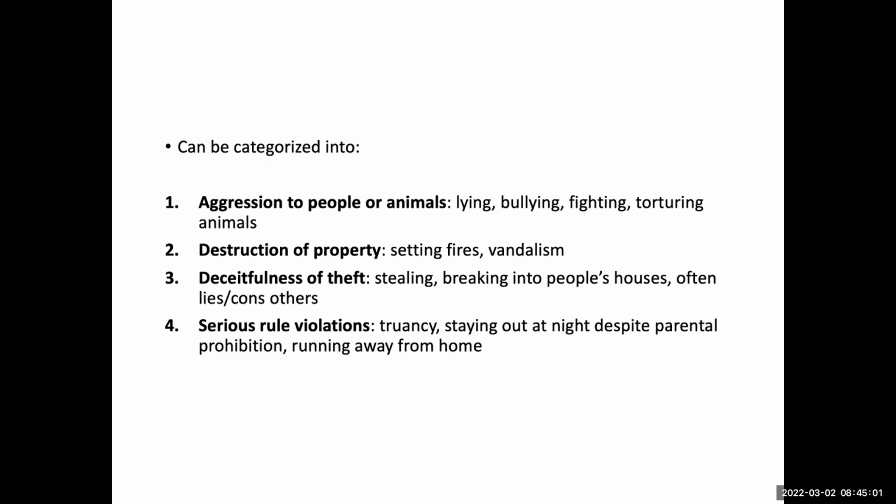First is the aggression to people or animals, like bullying, fighting, torturing animals. Second is destruction of property, like vandalism, setting fires. Then deceitfulness or theft, stealing, breaking into people's houses, often lies or cons others. And lastly is the serious rule violations like truancy, staying out at night despite parental prohibition, and running away from home. And according to our manual for diagnostic criteria, usually this occurs before 13 years of age.